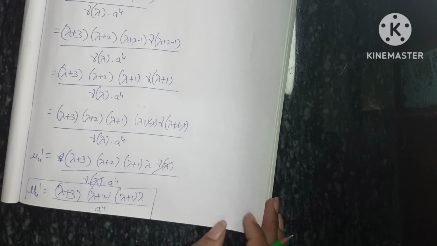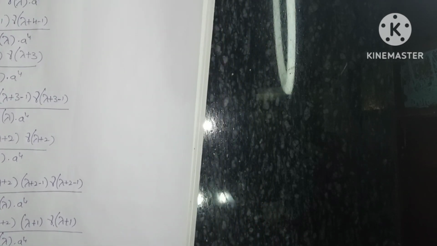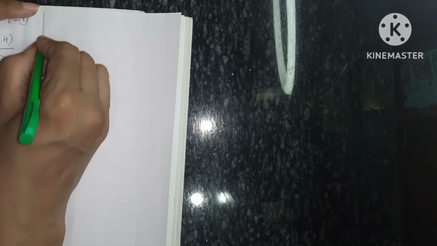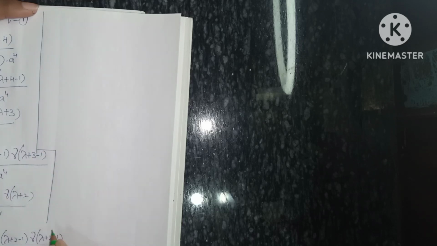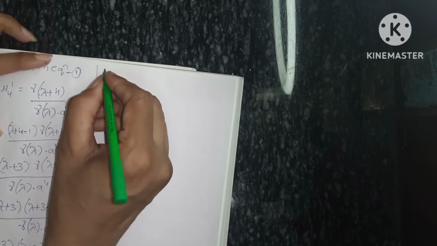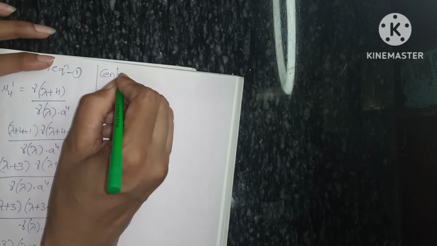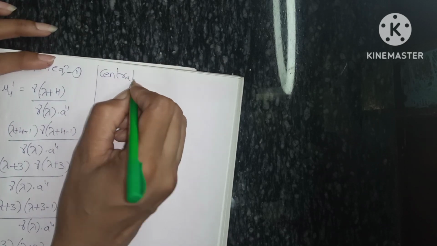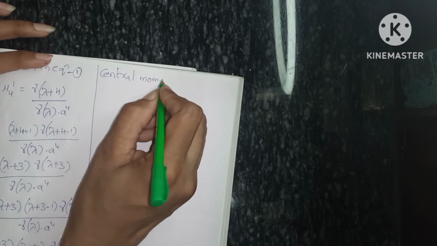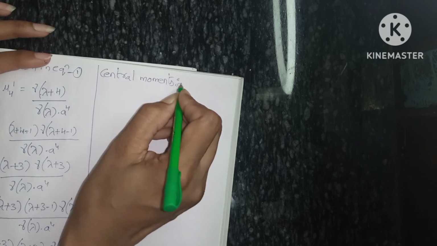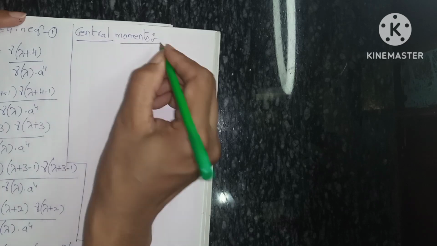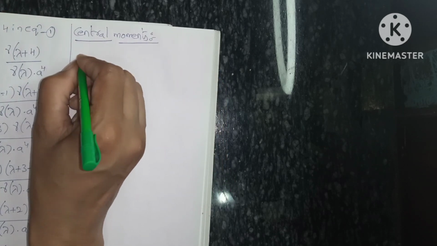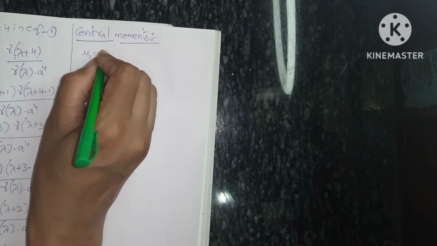Okay, so now what we have to do is central moments. Central moments we'll do. So central moments, first one we'll have mu1 equals 0.